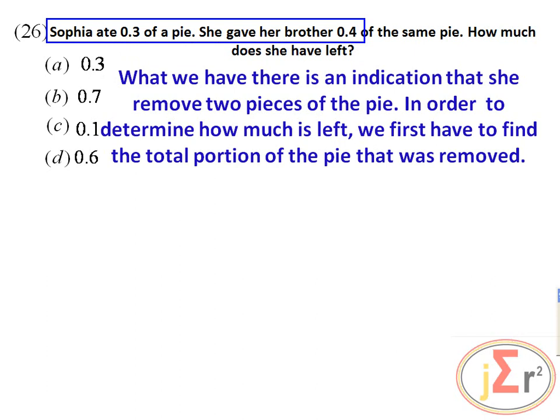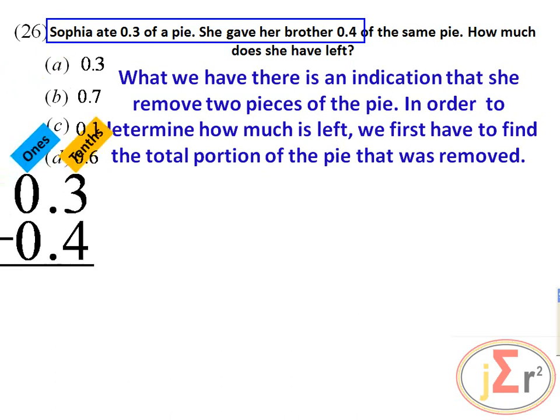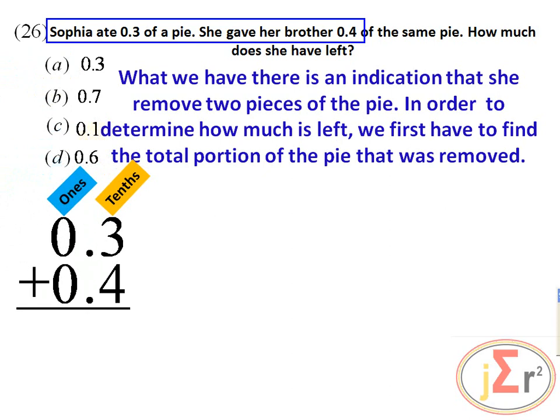In order to determine how much is left, we first have to find the total portion of the pie that was removed. To find the total, what will we do to those 2 pieces of the pie that were removed? Add. We will add those 2 pieces of the pie that were removed. And those 2 pieces of the pie are 0.3 and 0.4. Right, 0.3 and 0.4. So we will add those.